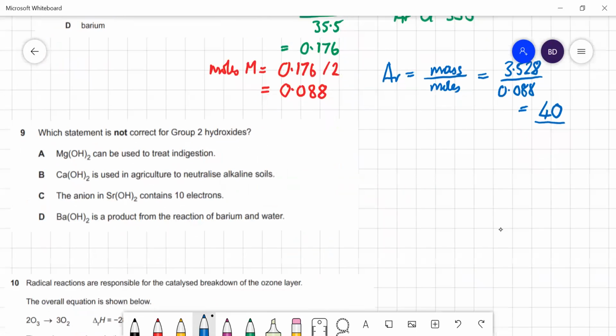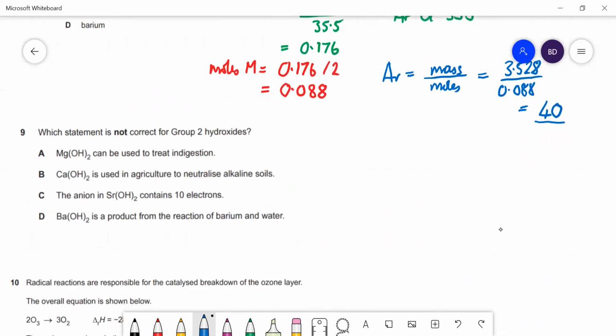Right, which statement is not true for group 2 hydroxide? Magnesium hydroxide can be used to treat indigestion. That's true because it will neutralize acid in the stomach. Calcium hydroxide can be used to neutralize alkaline soils, and that's wrong. It is used to neutralize acidic soils because calcium hydroxide is an alkali itself. So that one is wrong. Okay, so B is the answer there.